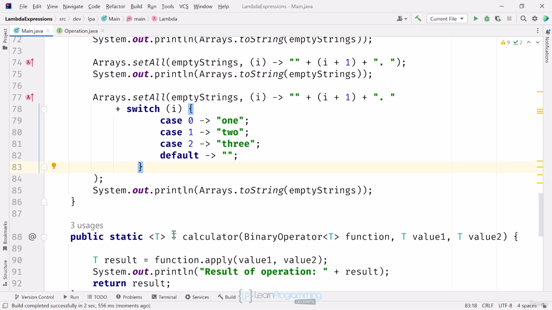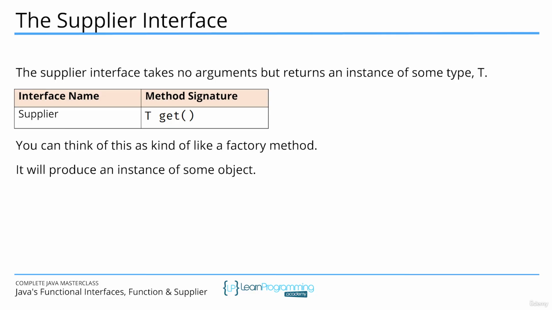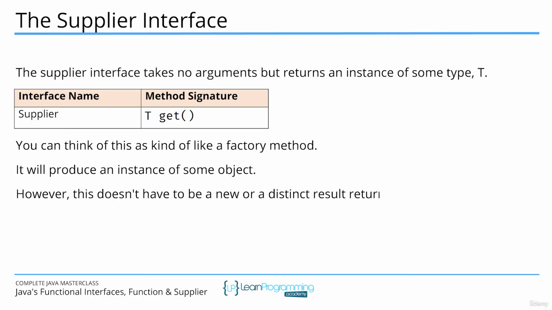This leaves us with one more major interface category left to discuss, and that's the Supplier. The Supplier interface takes no arguments, but returns an instance of some type, T. You can think of this as kind of like a factory method. It will produce an instance of some object. However, this doesn't have to be a new or a distinct result returned. I'll explain that in a minute.